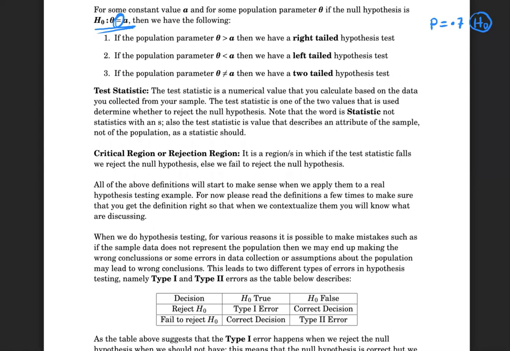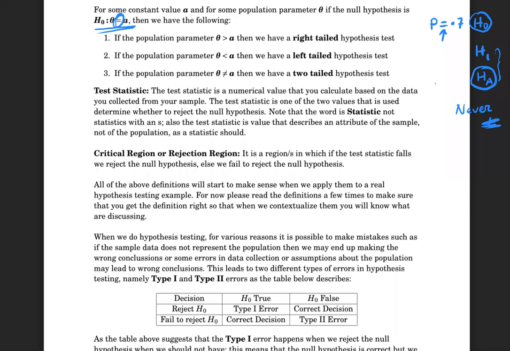And sometimes the alternative is denoted by either H1 or H sub A. I use H sub A. The null hypothesis will always have this equal sign. Alternative, on the other hand, will never have an equal sign. Never equality. So you don't want equality for the alternative.